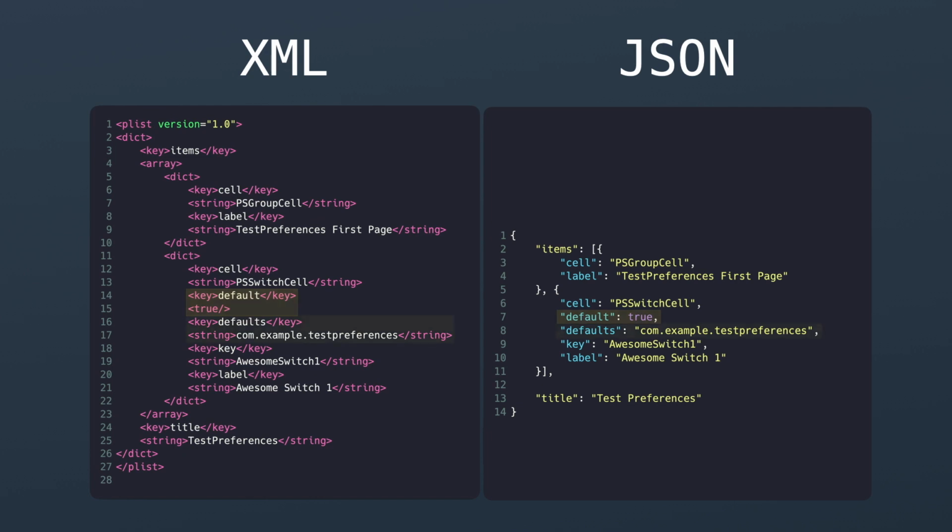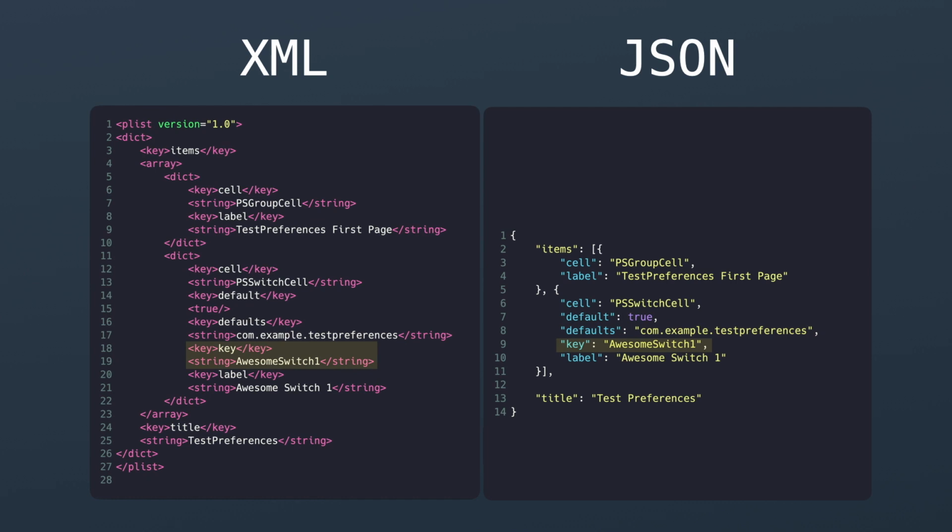The next element in this dictionary is defaults. Now this is a little bit confusing because this is defaults with an S, and you can see that the value for it is com.example.testPreferences. This is just a unique identifier for your settings, so that multiple tweaks don't share the same settings. Now you should probably use the same defaults identifier for all of your settings, but that's not to say that you have to.